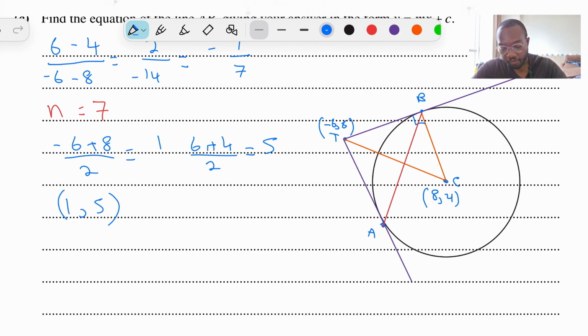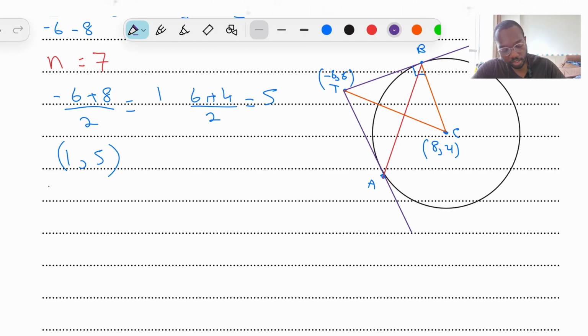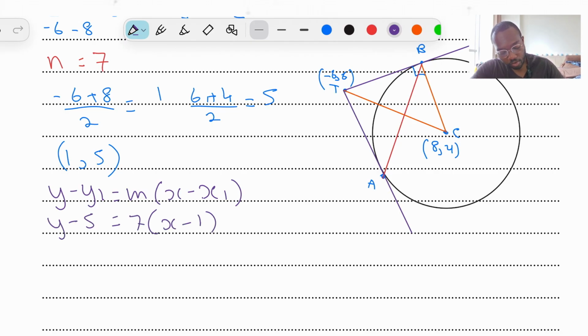And therefore, we have two points. We can use y minus y1 is equal to m, x minus x1. We have all our values. We know it'll be y minus 5 is equal to m, which is 7, then x minus 1. We rearrange this, 7x minus 7, and we get y is equal to 7x minus 2.